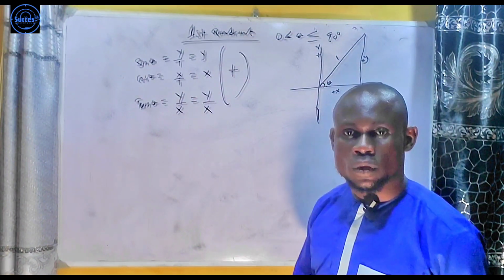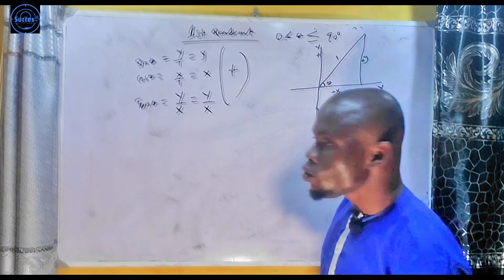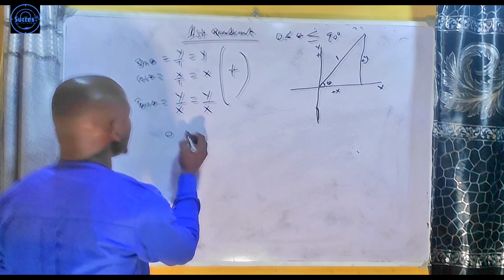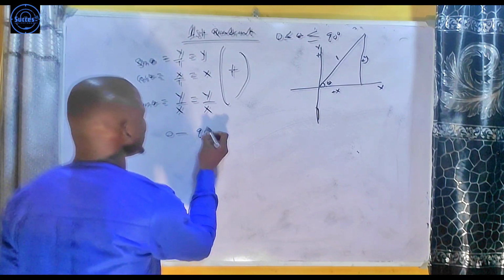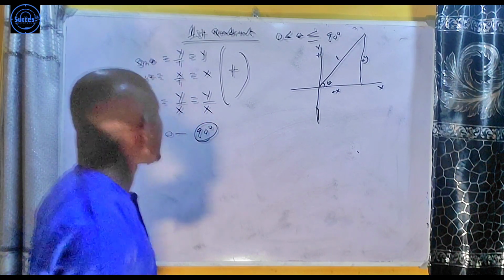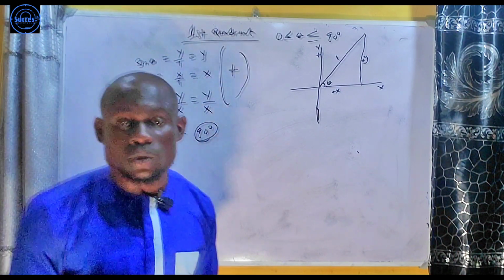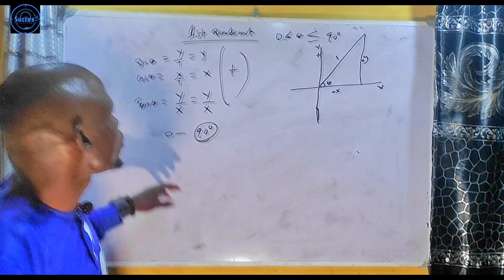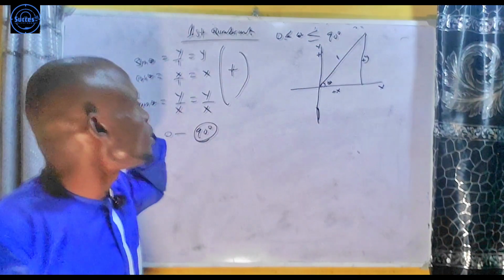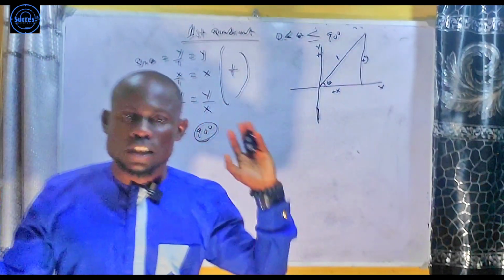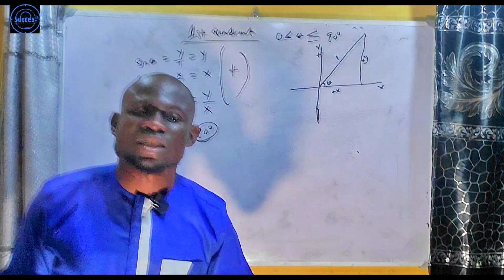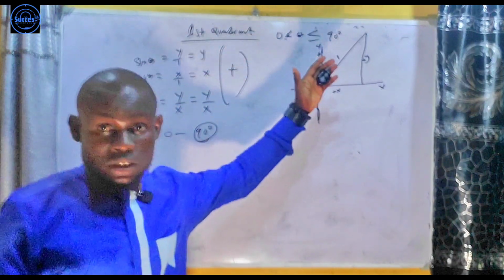So everything here is positive. And this goes for angles from 0 to 90 degrees, 90 degrees included. That's for the first quadrant. You can apply the basic trigonometric ratios. You can apply special angles in estimating what these angles are.